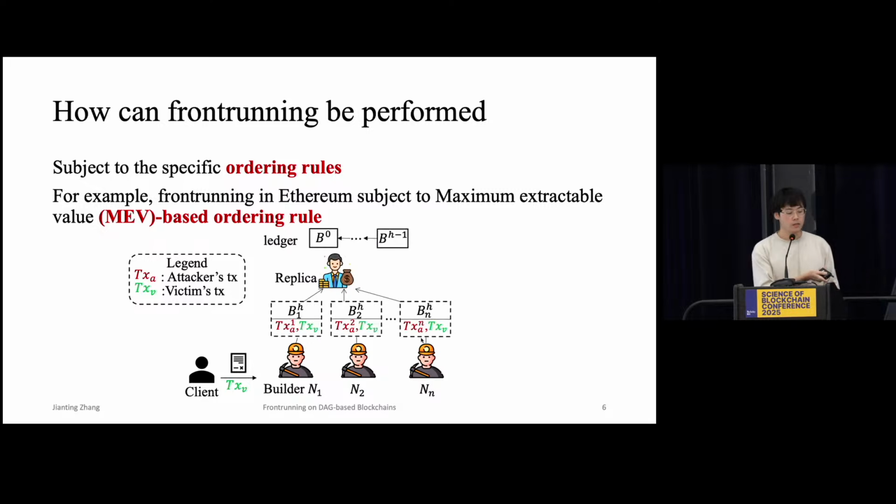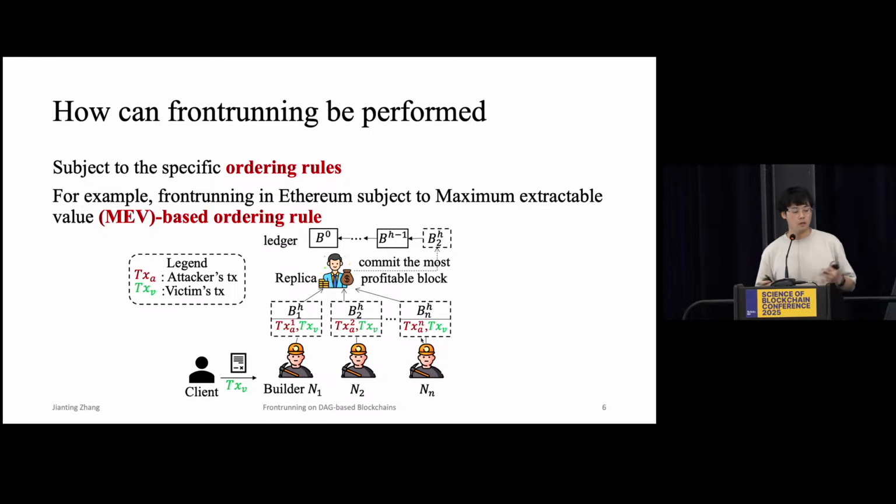So here is a simple example. The client sends his transactions to the Ethereum network, and there are builders that package the client's transactions into a block. And the replicas pick the block from which they can earn the maximal profit to commit it to the ledger.